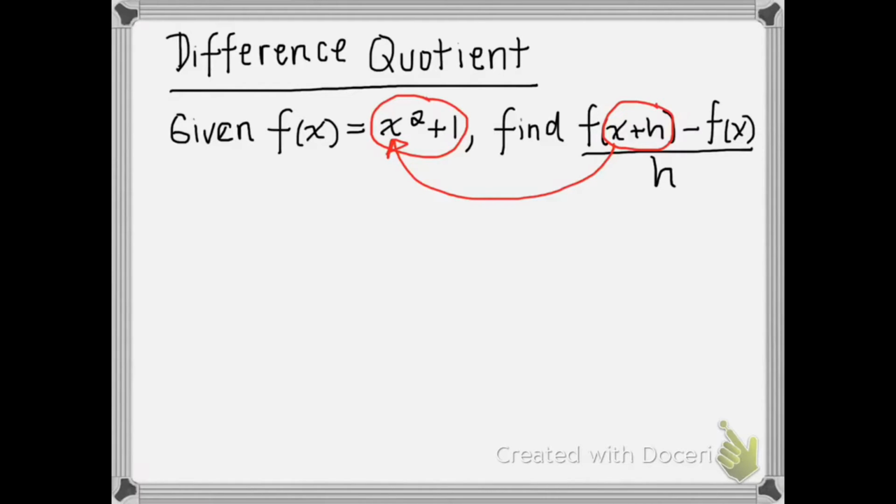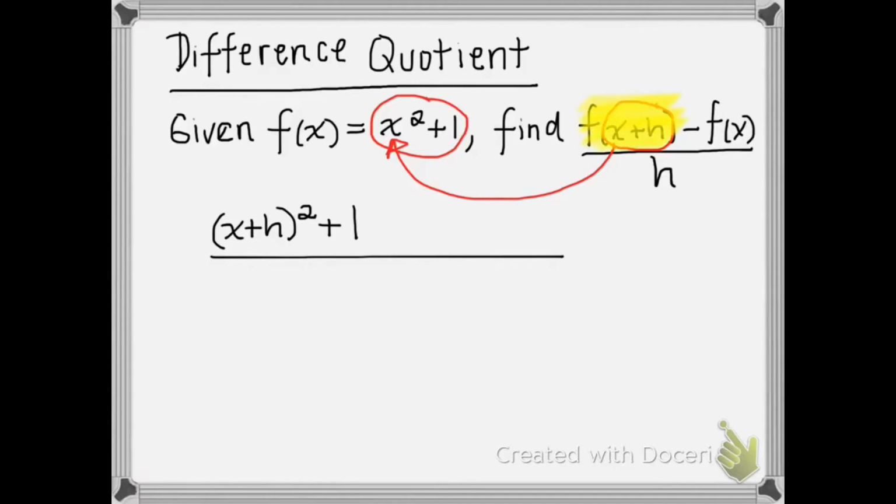So I'm going to have an x plus h, and that's going to get squared, and then I'm going to add the 1. So what I've done right now is I've done this part right here. That's f of x plus h. So this down here, that is f of x plus h. I substituted an x plus h into the function f.